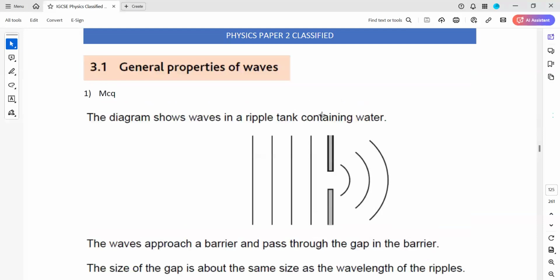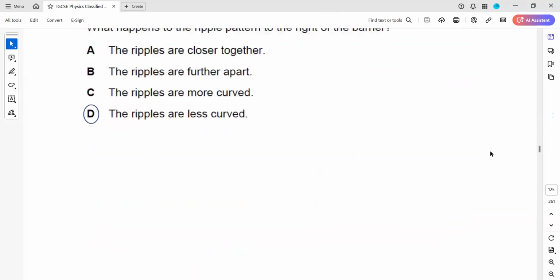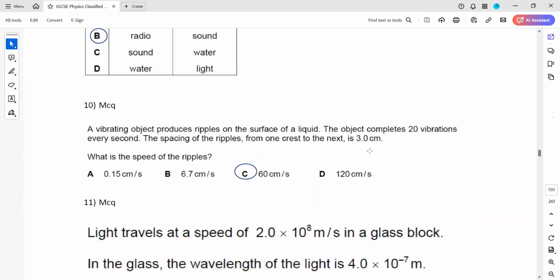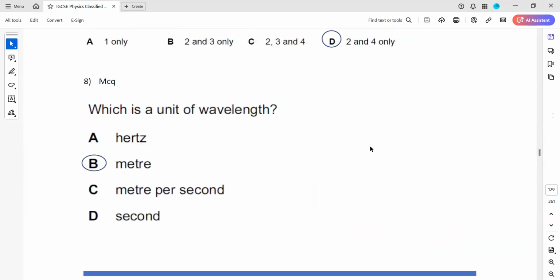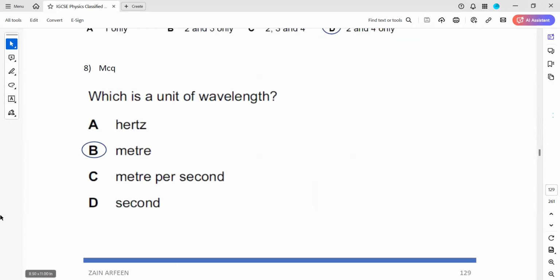So classified paper 2, topic 3.1, which is about the general properties of the waves. The first 7 already recorded, so we'll start with question 8. In question 8, what is the unit of wavelength?